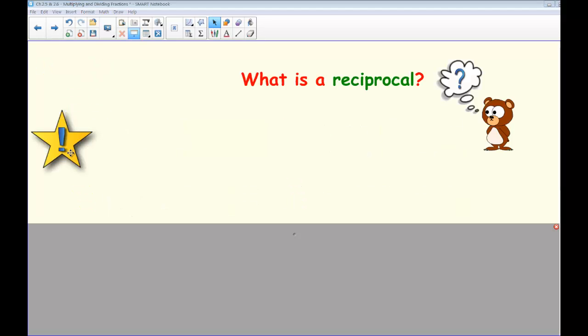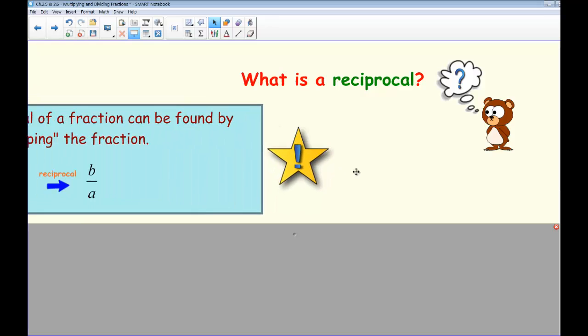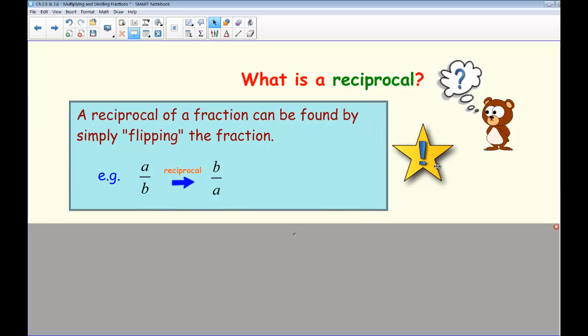Now one of the terms you'll need to know about is the idea of a reciprocal. Now what is a reciprocal? Well, you can find a reciprocal of a fraction simply by flipping the fraction. So for instance, if we had the fraction a/b, then its reciprocal will simply be b/a.